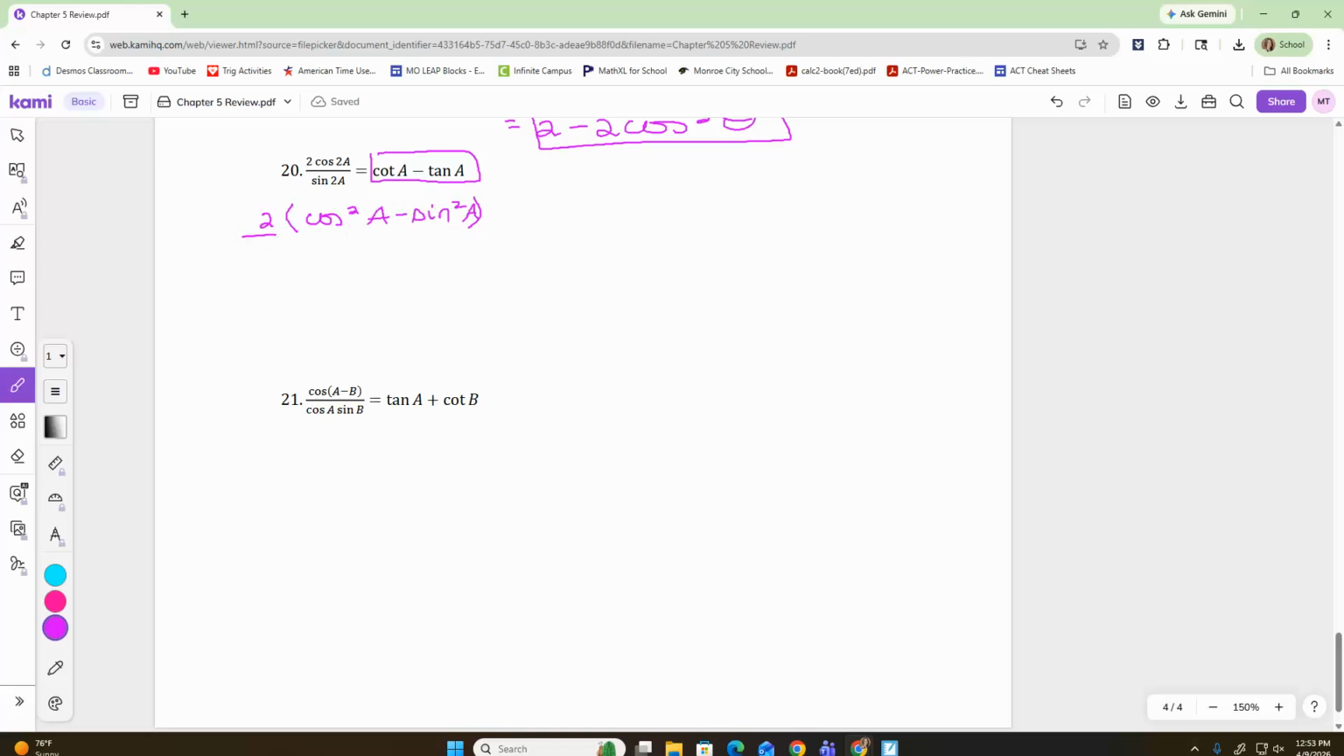Sine 2a, we only have one option. 2 sine a cosine a. What happened? Drop off my 2, top and bottom. Okay, I have 2 terms on top and only 1 on the bottom, so we could break this fraction apart.